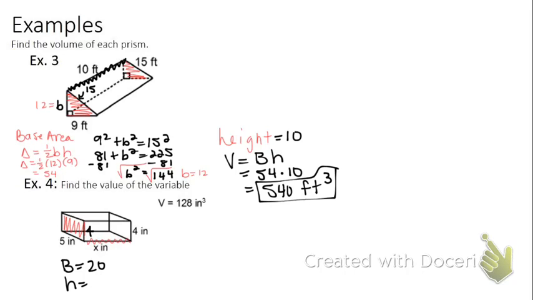We know our total volume is 128. So we have 20x equals 128. So what is 128 divided by 20? What is it? 6.4. So that is 6.4 inches.